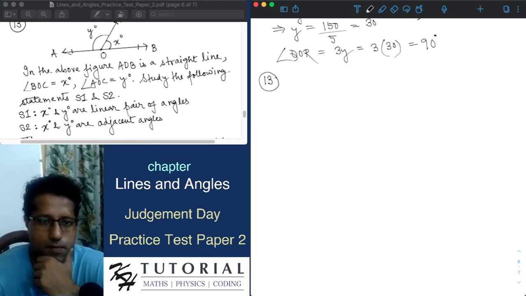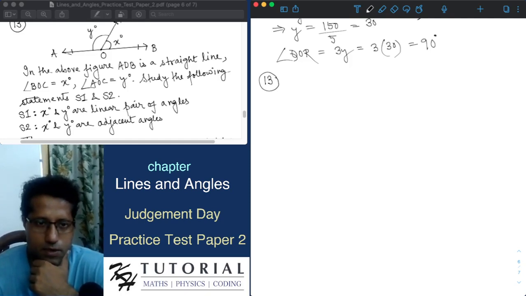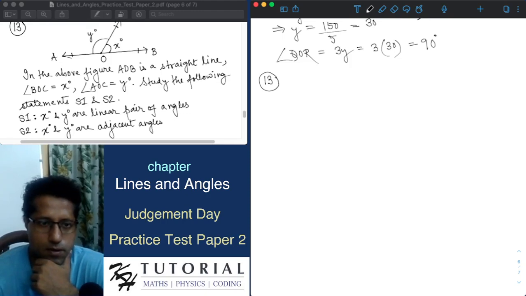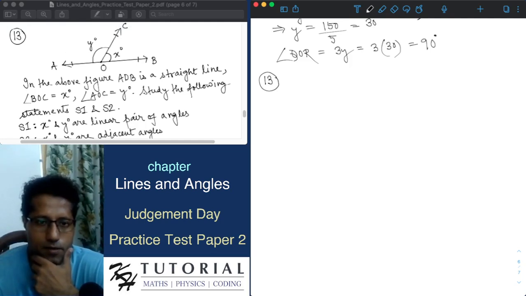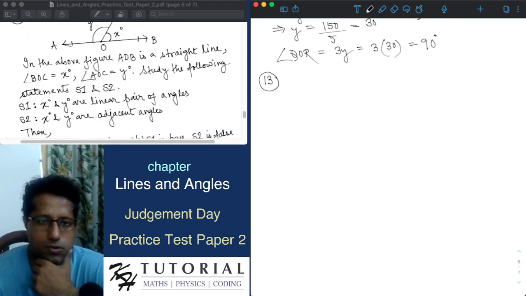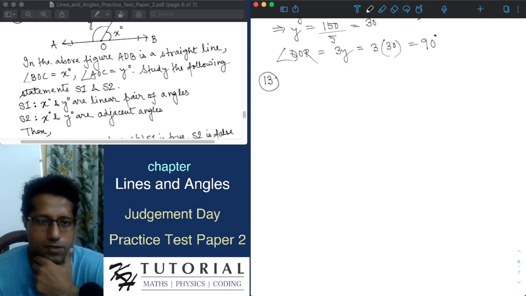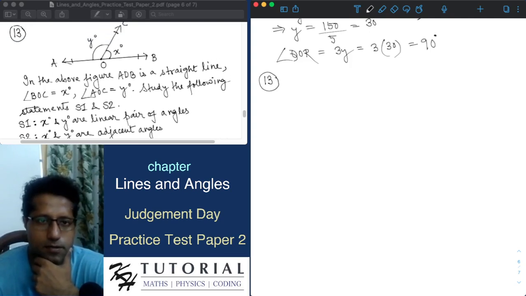Study the following statements S1 and S2. S1 is saying the angles x degrees and y degrees are a linear pair of angles. Yeah, sure, they are a linear pair of angles. The statement S2 is saying x and y are adjacent angles.